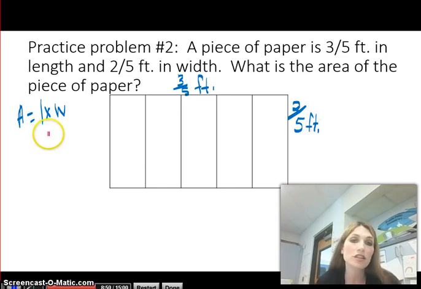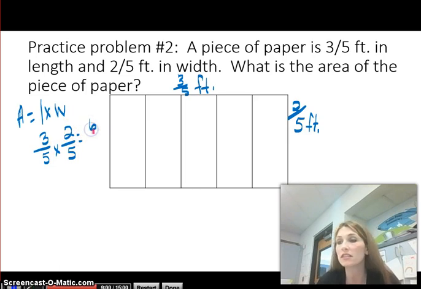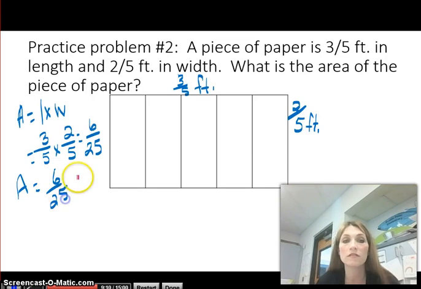And I can come over here and just write that in for my standard algorithm, 3/5 times 2/5. And I can go ahead and work that. That's going to give me 6/25. And I know that my answer is going to need to be 6/25 feet. And what else do I need? It needs to be squared because I'm working with 2 dimensions, both length and width.